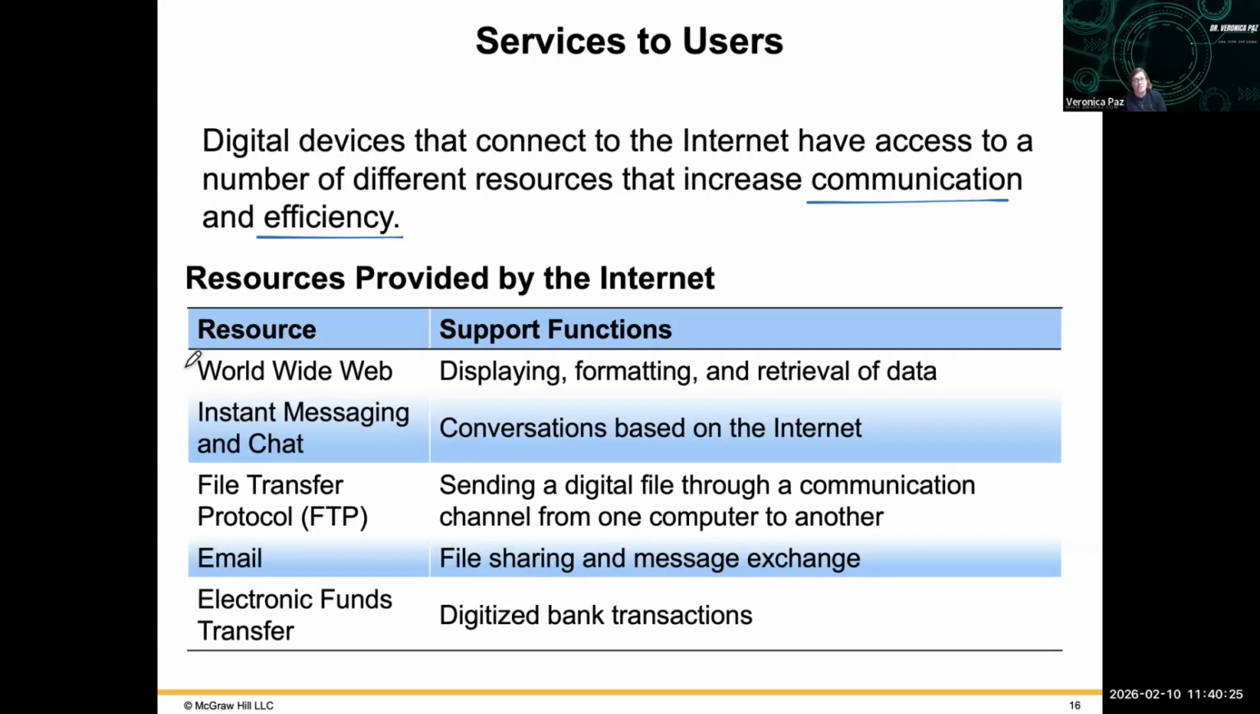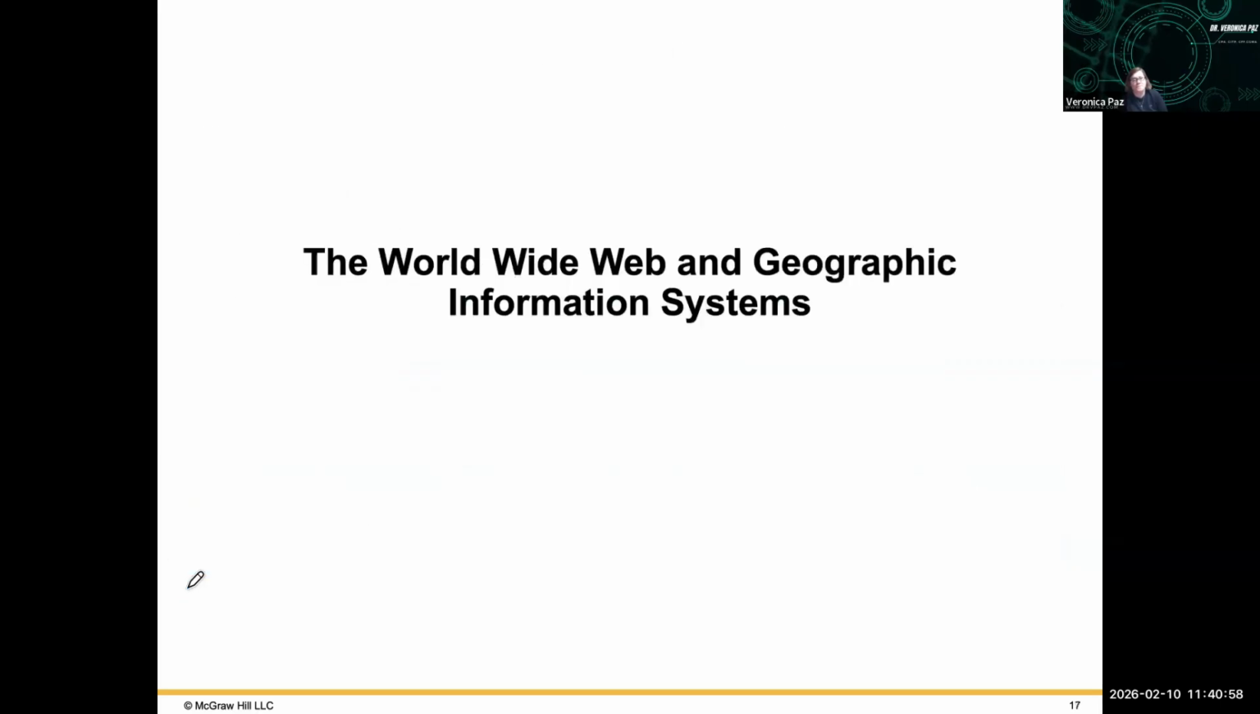So certain resources that the internet provides us are the World Wide Web, right? We can chat and do instant messaging. A lot of companies are using Monday.com or Salesforce. We have FTP, file transfer protocols, which is how we're communicating to one another and hopefully transferring data. Email, right, is the number one way I think that I communicate. And then EFT, we talked about electronic funds transfer. Very few companies nowadays actually write checks. Most of it is done through wire transfers or EFTs.